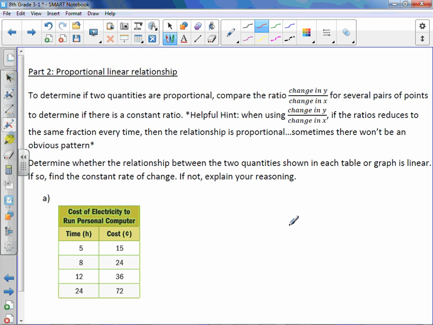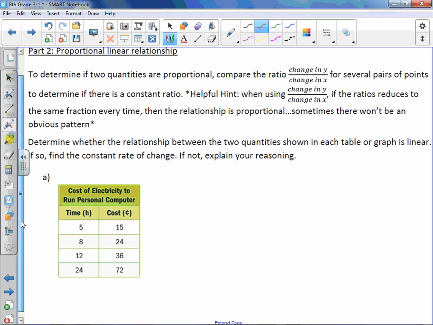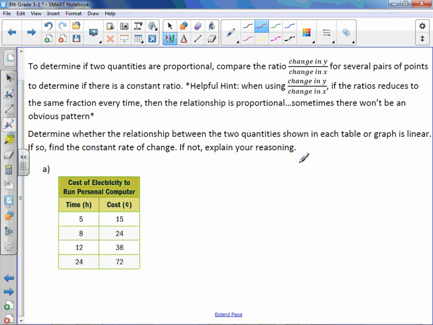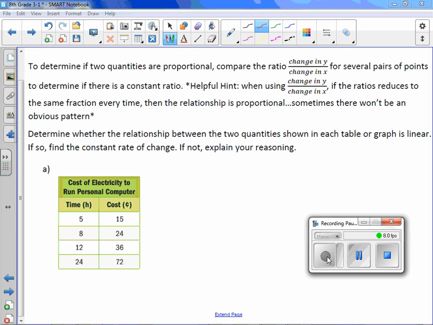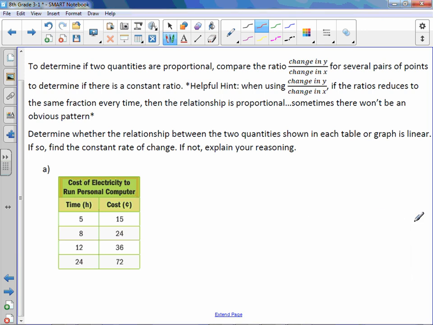Determine whether the relationship between the two quantities shown in each table or graph is linear. If so, find the constant rate of change. If not, explain your reasoning. I'm actually going to add in our directions here. It says show if it's linear, but I also want to know if it's proportional. So I'm going to add that direction in here.